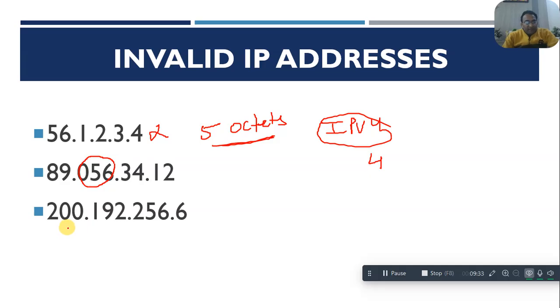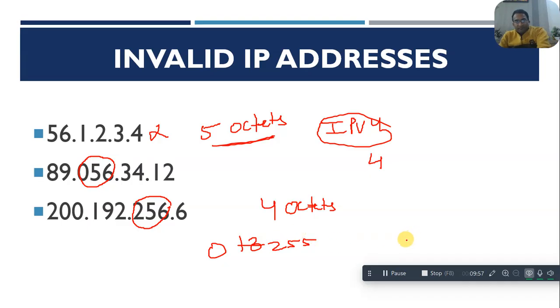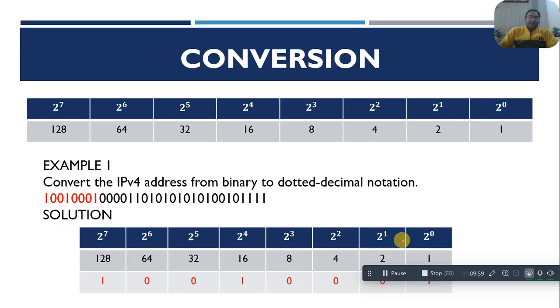Third example, if you see 200.192.256.6, although it has 4 octets, again it is invalid because there is the number 256 in it. So again, only numbers from 0 to 255 can be there. Now let us discuss how to convert a binary IP address into decimal format.